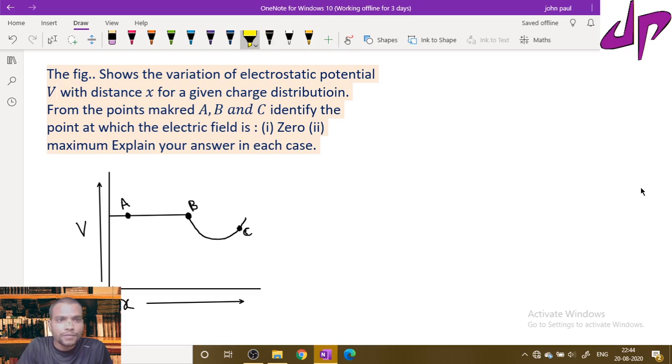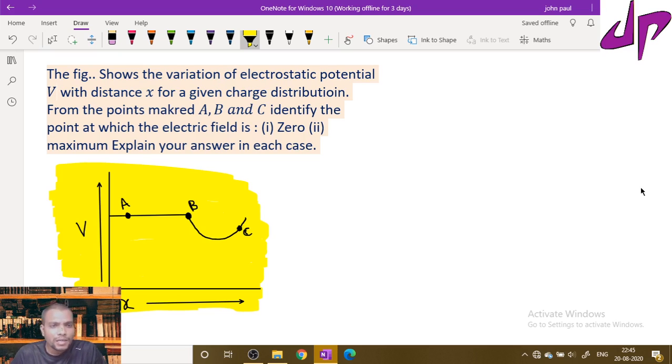So from this given figure, the graph is drawn between potential versus distance x, V versus x. From this graph, we need to interpret and find where the electric field is maximum and where the electric field is 0 from the given points A, B, C. These kinds of graphical interpretations are very important, especially in competitive examinations.